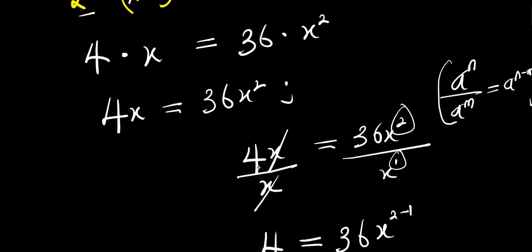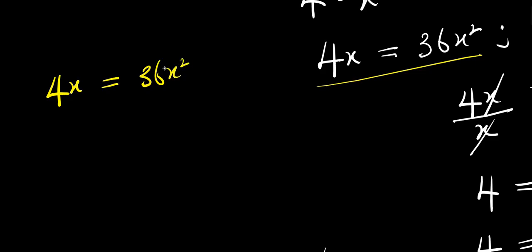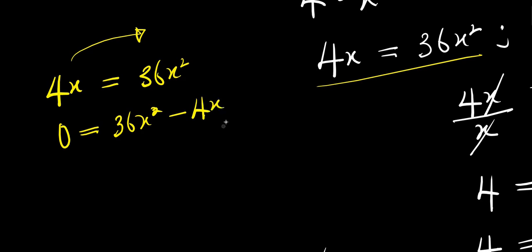Like I said earlier on, we can solve this in 2 ways. I can decide to form a quadratic equation here. This is 4x equals 36x squared. I can move this 4x over here. Now 0 equals 36x squared minus 4x.